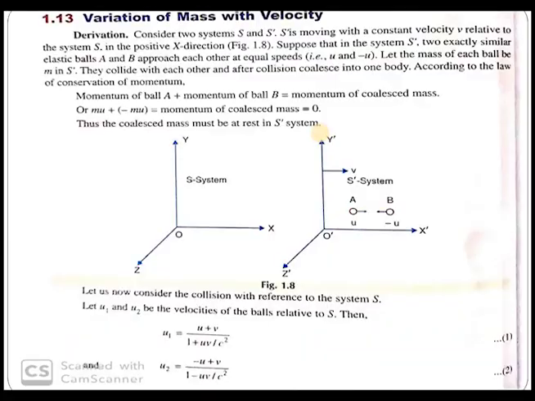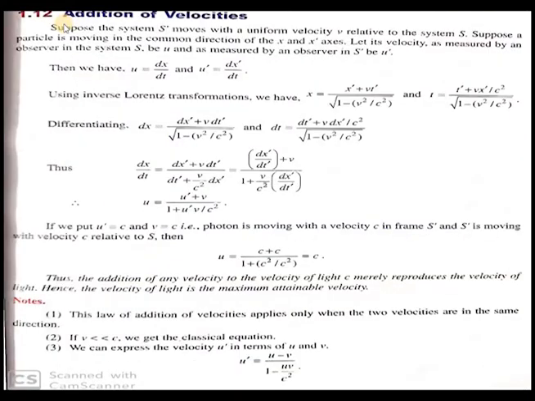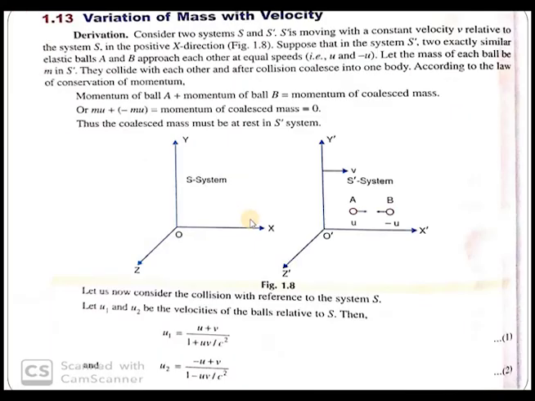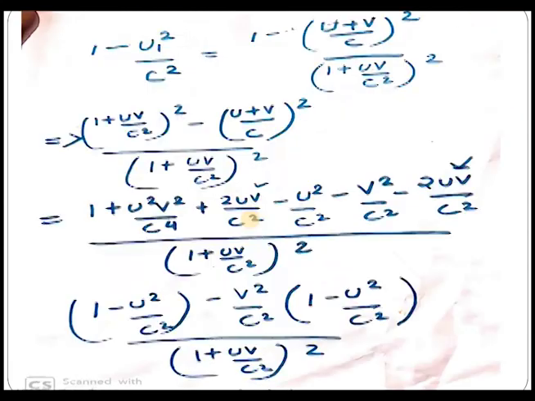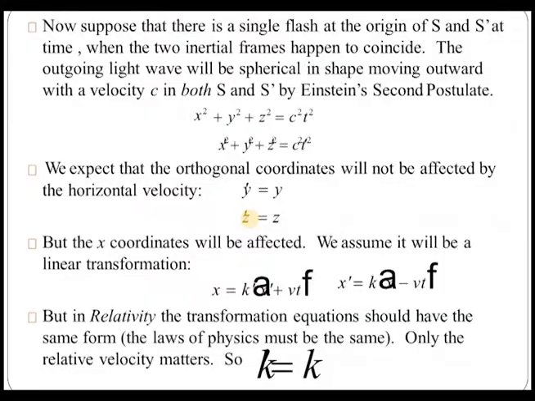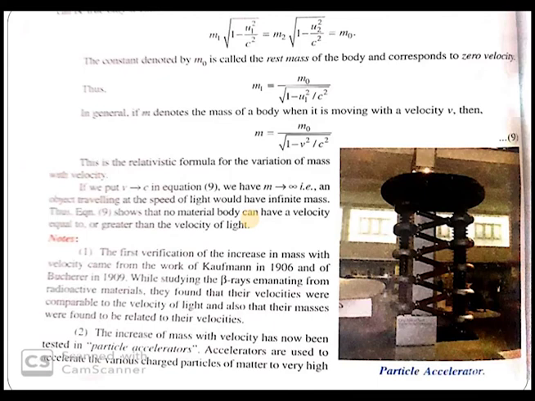And there is one more equation also: u is equal to (u prime plus v) divided by (1 plus u prime v by c square). And one more equation is the relativistic variation of mass with velocity, which we'll discuss in the next class.